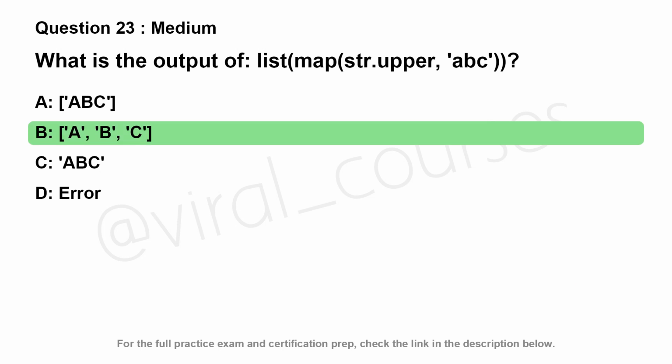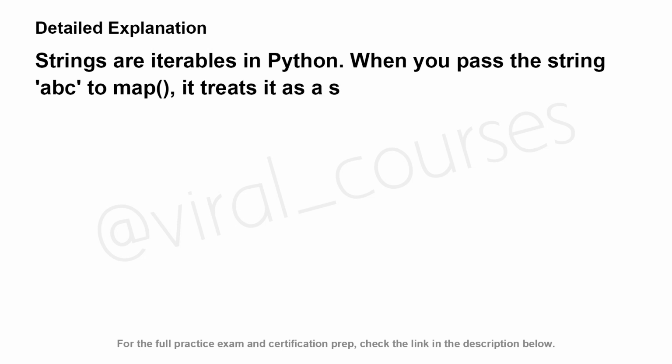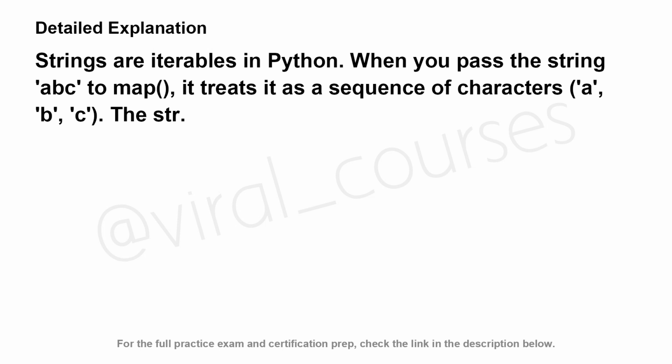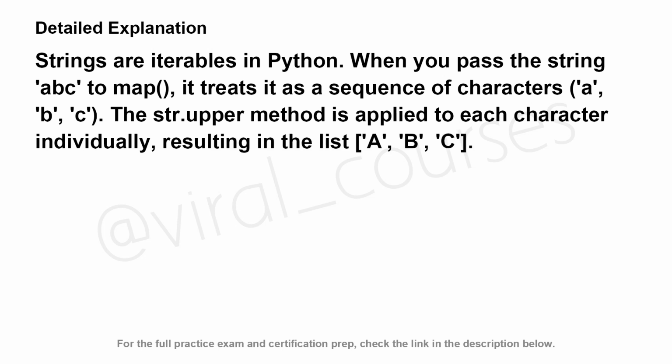The correct answer is B. Strings are iterables in Python. When you pass the string 'abc' to map, it treats it as a sequence of characters: a, b, c. The str.upper method is applied to each character individually, resulting in the list ['A', 'B', 'C'].